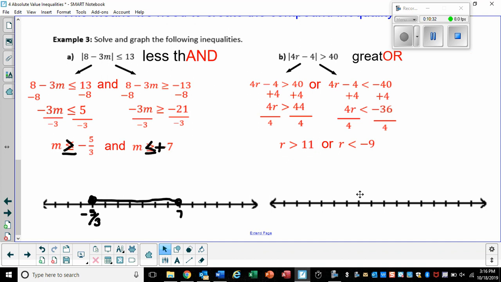So I can go ahead and put that on my graph now. I'm going to start with -9 down here and put an 11 over here. So greater than 11 would be an open circle on 11, pointing to everything greater. So I'm pointing to everything greater. Then on -9, I would have an open circle and point to everything less than. Okay, and those would be my graphs.